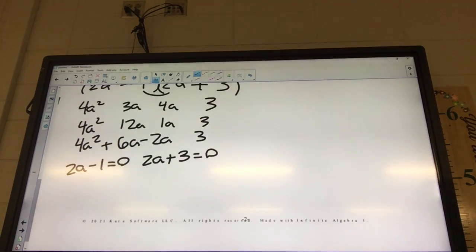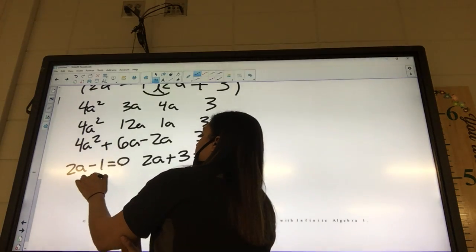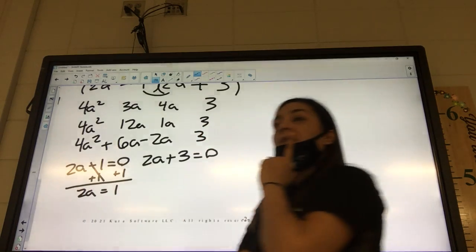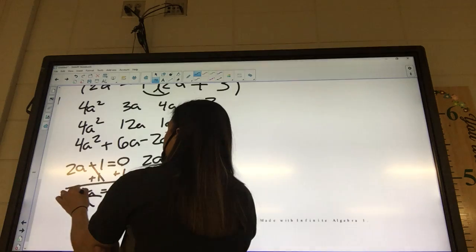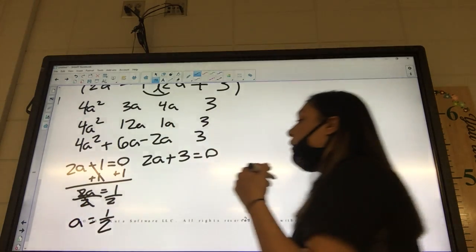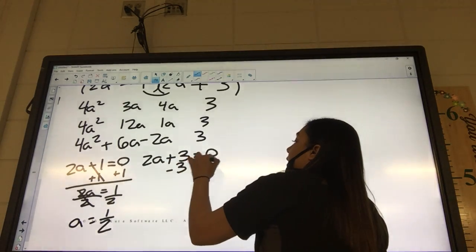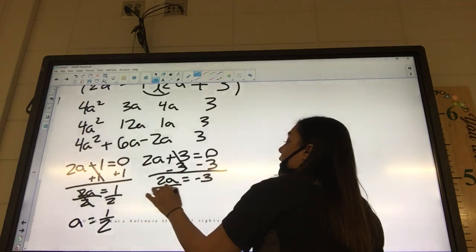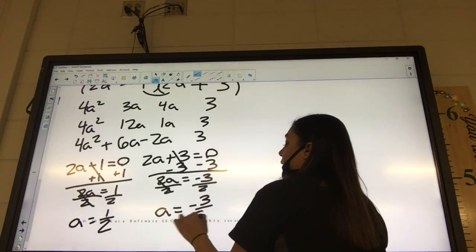Okay, how do we solve it? Bring the plus 1. So we got 2A equals 1. And divide by 2. What's 1 over 2? Yeah, so it's going to stay as a fraction. Okay, subtract 3. We got 2A equals negative 3 and divide by 2. So A equals negative 3 over 2.